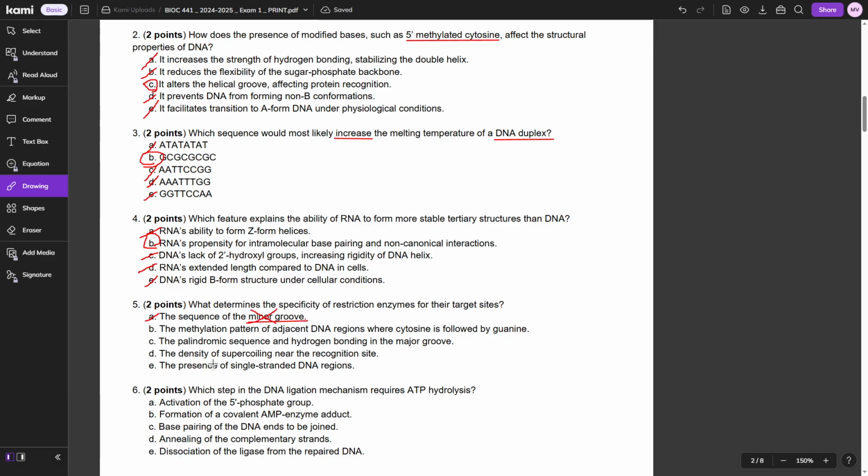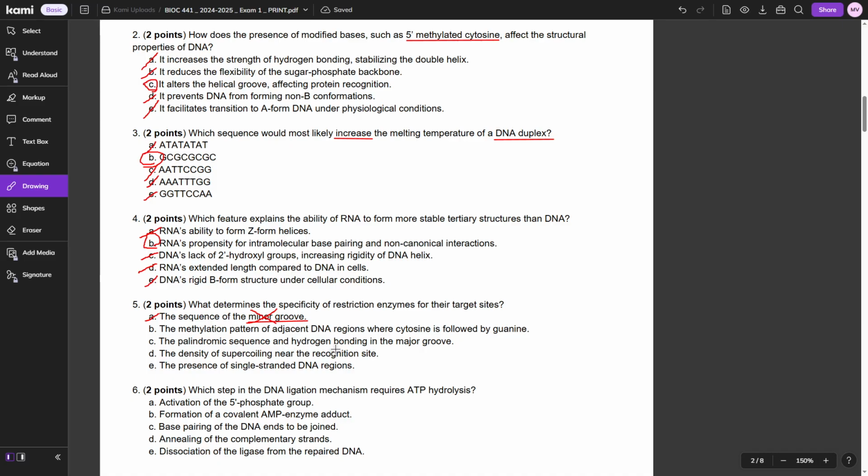The methylation pattern of adjacent DNA regions where cytosine is followed by guanine. So, this is talking about CpG sites. There may be some proteins that are looking at that, but restriction enzymes usually target palindromic sequences. So I'll keep B for now. If there's no better answer, I'll probably go with B, but let's move on to C.